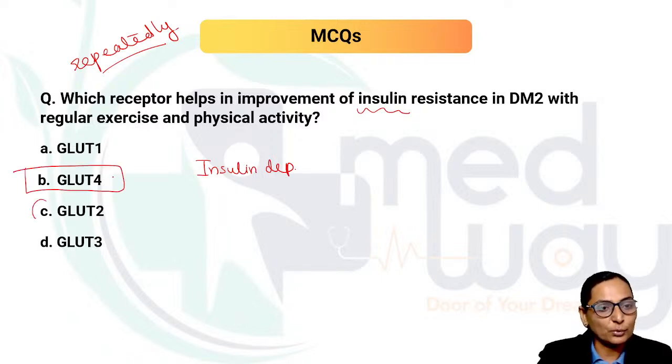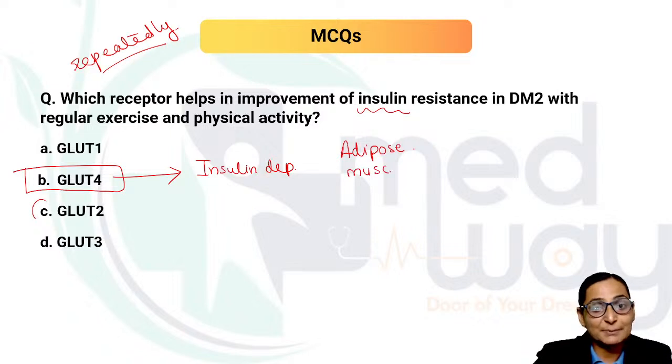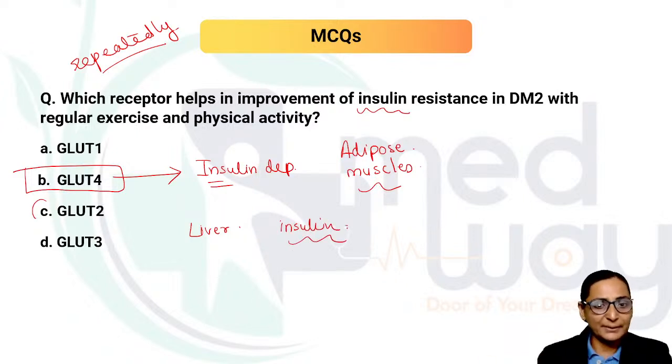Okay, GLUT 4, which is insulin dependent, is present in your adipose tissue and muscles, especially your skeletal muscles. Okay, so these are the areas, that is adipose tissue and muscles, where the GLUT 4 is present, and the entry of glucose via the GLUT 4 depends upon insulin. Okay, in liver also the insulin is needed. Okay, in liver maybe the insulin is needed for glucose uptake.